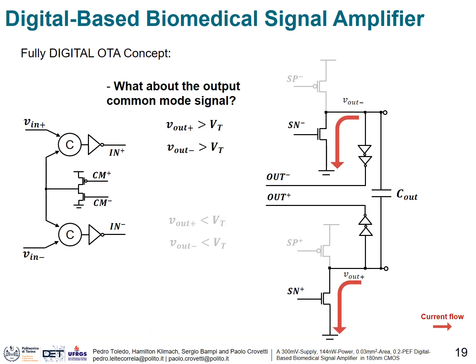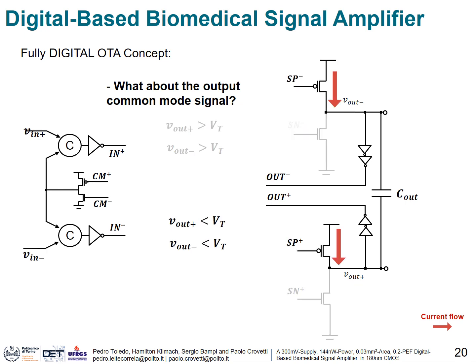Since we are working with a fully differential topology, a natural question would be, what about the output common mode signal? As you may know, it also should be tracked and fixed. For this situation, two more buffers are added to sense the output nodes and the same logic approach is performed. If Vout plus and Vout minus are larger than Vt, both outputs are discharged. Otherwise, they are charged.